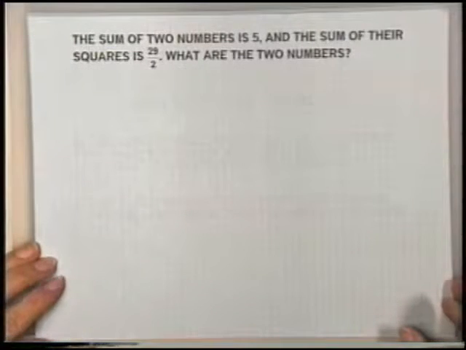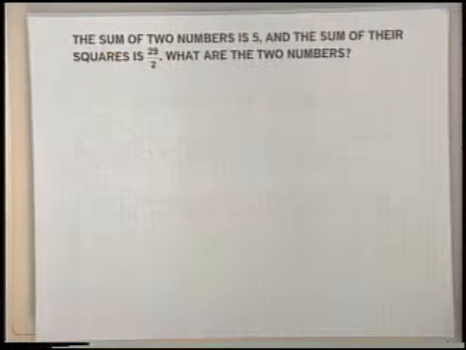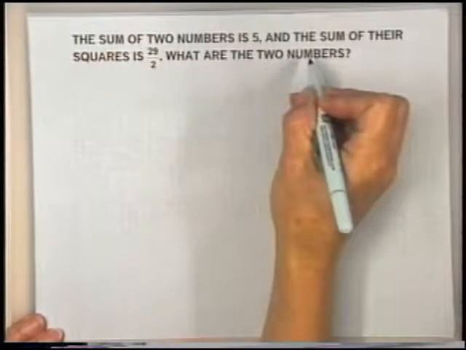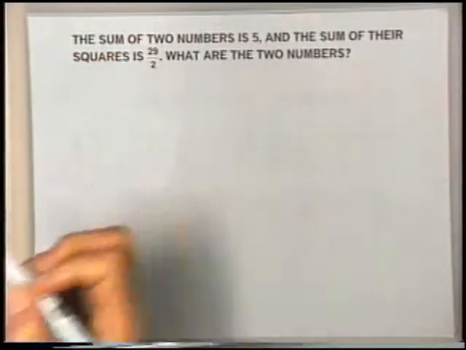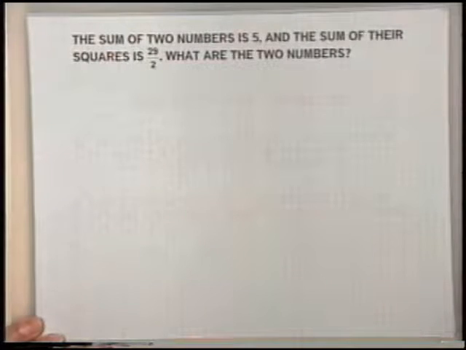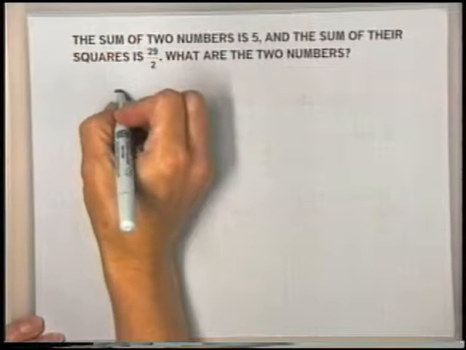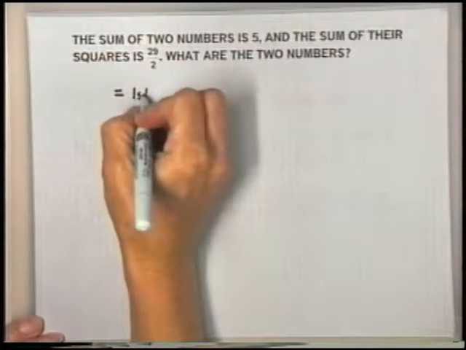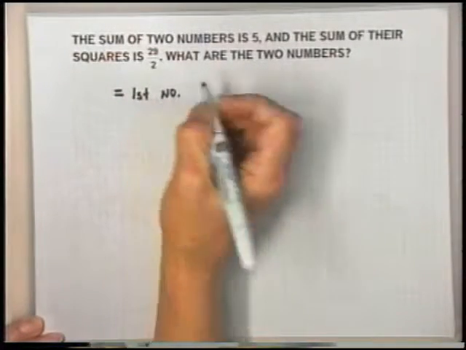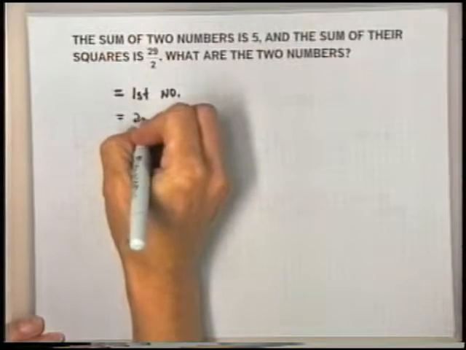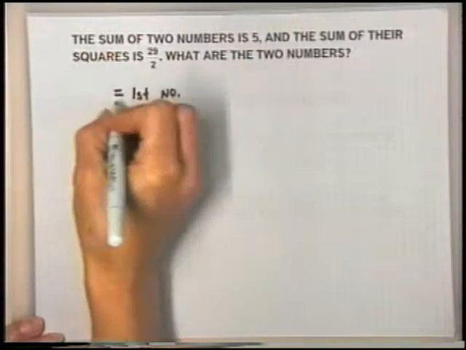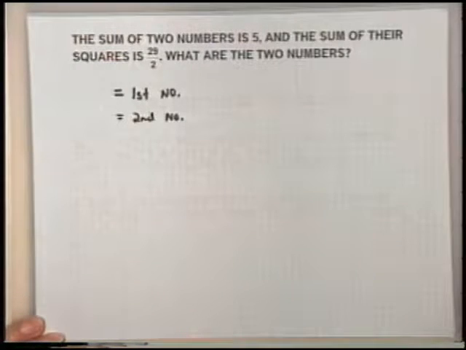The sum of two numbers is 5, and the sum of their squares is 29 halves. What are the two numbers? We have been asked to find two numbers. Now this time we are not told that they are consecutive, nor odd, nor even. We don't know about that. So for a moment here, I'm just going to write down something for the first number and something for the second number, and I will need to decide what I want to do in terms of choosing a variable.